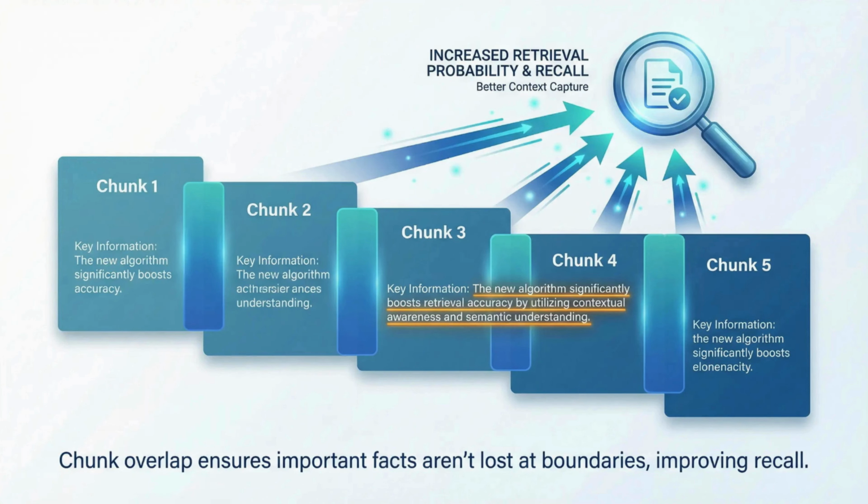The second improvement was adding overlap between chunks. Without overlap, important facts often sit right at the boundary between two chunks. If the boundary cuts through a key sentence, neither chunk fully represents that information. The retriever then fails to match either chunk strongly. By introducing overlap, we ensure that important content appears in more than one chunk. This dramatically increases the probability that at least one of those chunks will be retrieved. After adding overlap, recall improved again.